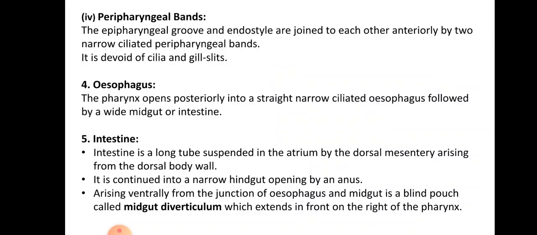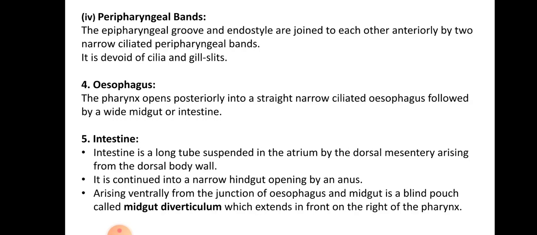The next one is the peripharyngeal bands. These are a pair of narrow ciliated tracts arising from the anterior end of the endostyle. They run obliquely upwards and backwards, one along either lateral wall of the pharynx, and they both unite on the dorsal side with the anterior end of the epipharyngeal groove. Now these bands demarcate a small anterodorsal prebranchial region of the pharynx which is devoid of gill slits.